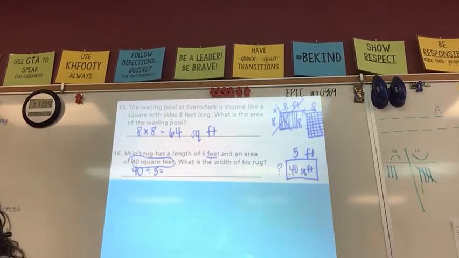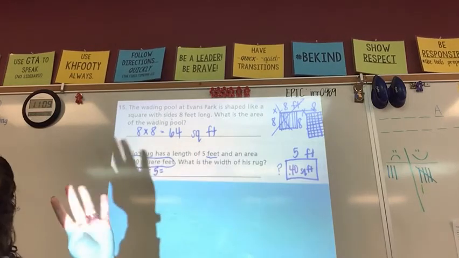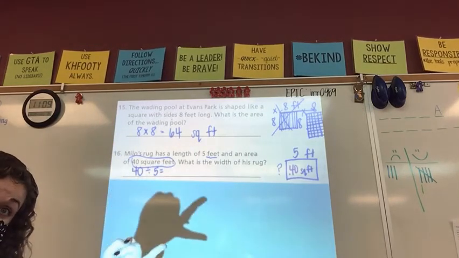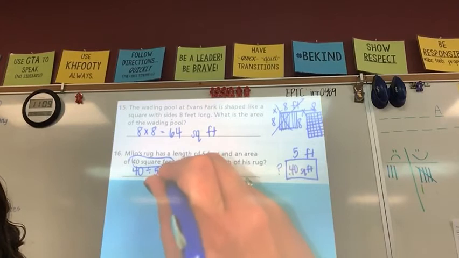Count by your 5s up to 40. 5, 10, 15, 20, 25, 30, 35, 40. How many count bys did it take? 8. So 40 divided by 5 is 8.